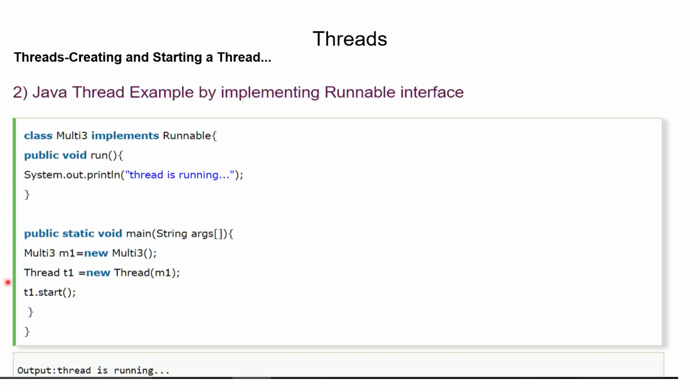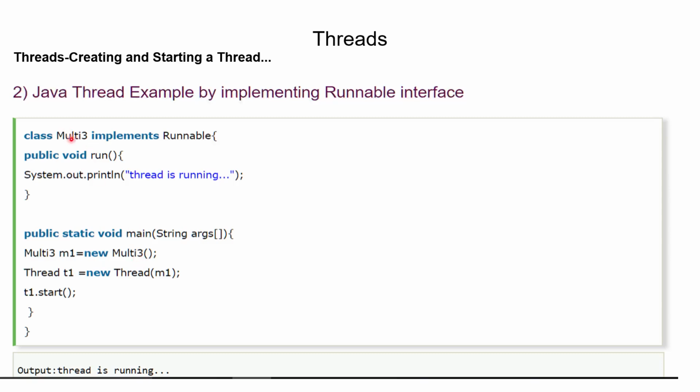And here we see an example of a thread implementing the runnable interface. We have a class multithread, and it implements the runnable interface. We have our run method. We have our main method here. So we instantiate M1 as multithread.